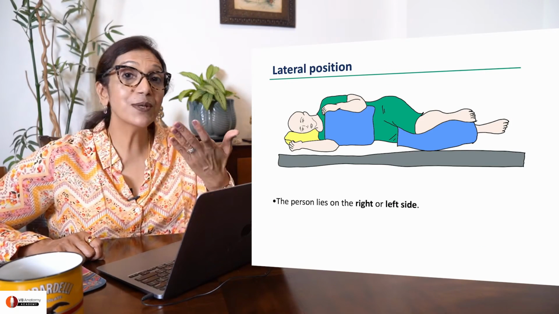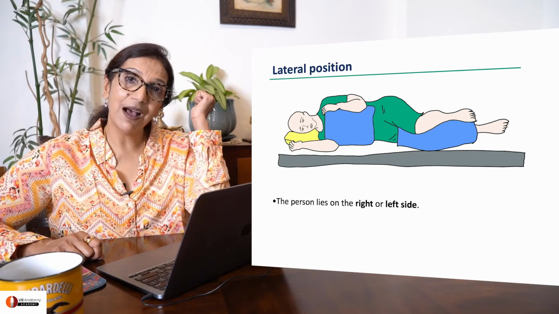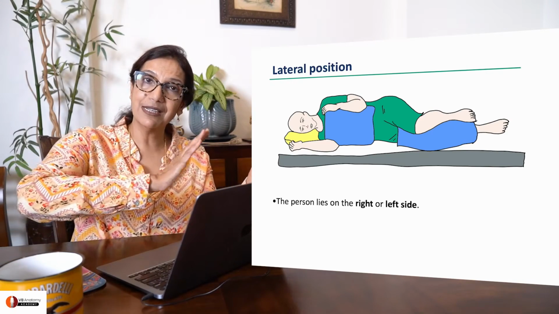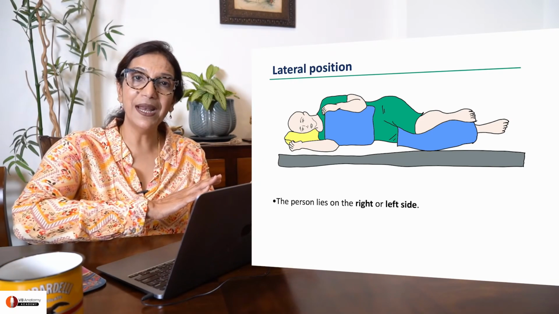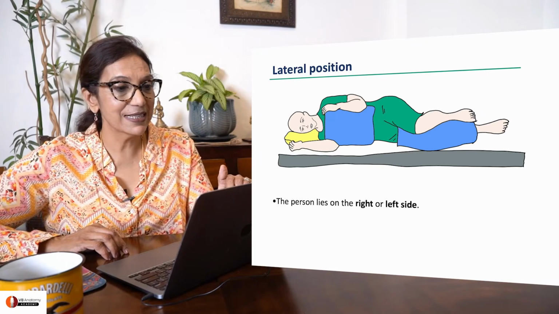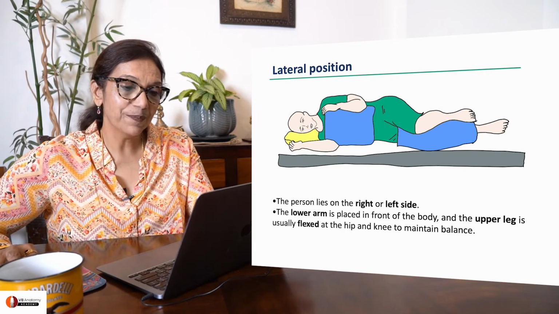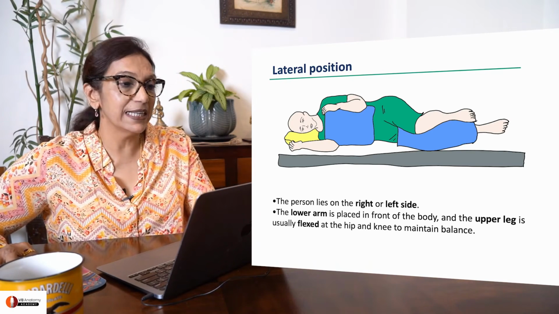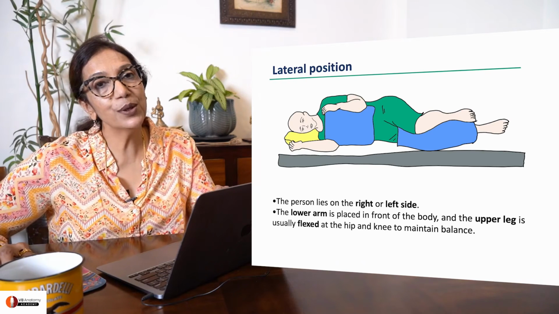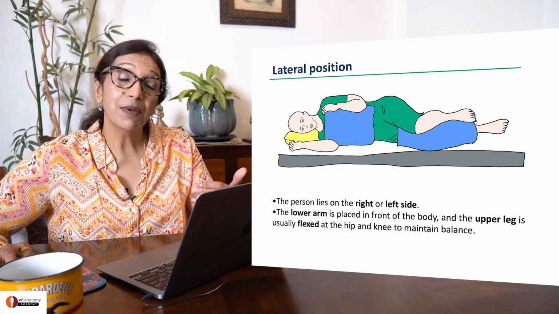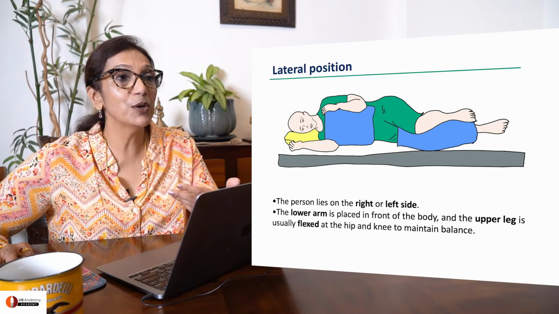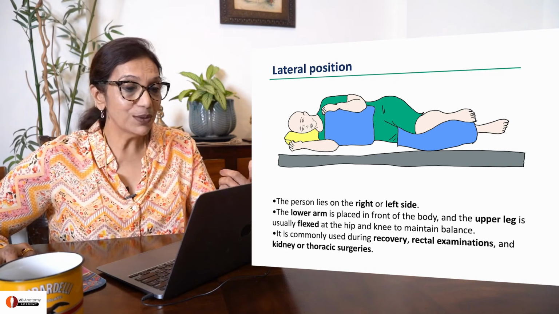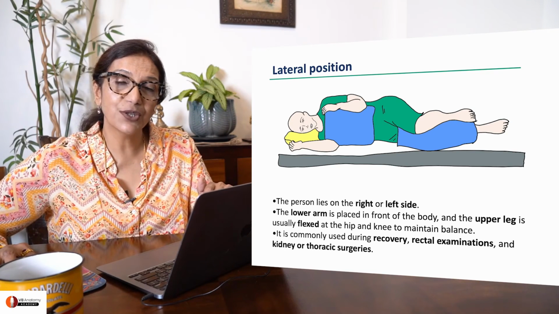Lateral position, the position in which many of you sleep with an arm under your head on the side, the same side leg on the bed, and the other side leg may be flexed. This is a lateral position. The upper leg is usually slightly flexed to maintain balance and steadiness of the position. When would you give this position to your patient? Maybe patient is comfortable in this. Maybe you want to do a rectal examination. You want to examine something. So that's when you give patients this position.